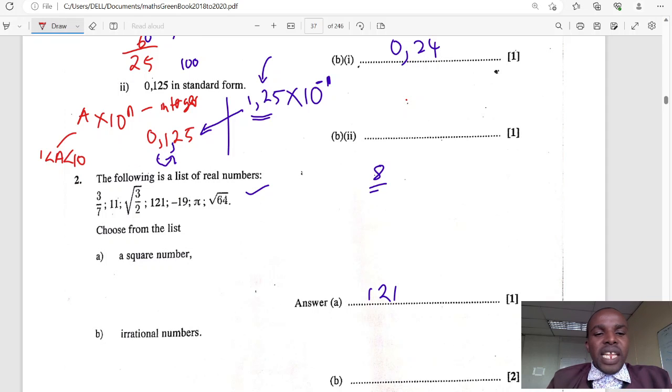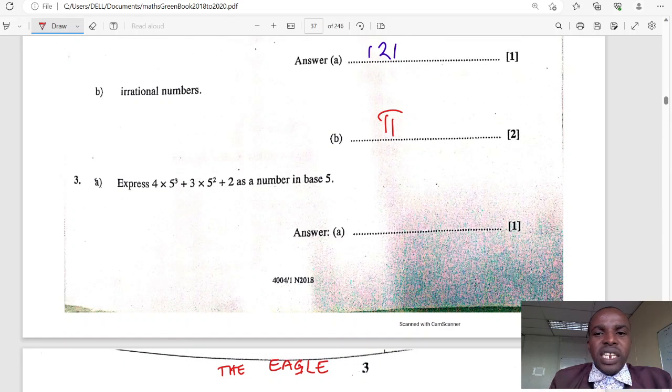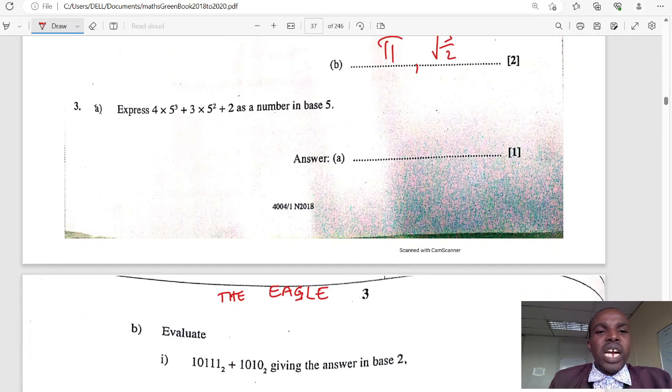A decimal. The next: an irrational number is a number that cannot be expressed in the form a over b. In this case, we have pi, and we have root 3 over 2. Pi is always irrational. Then next, they said numbers, so you can say root 3 over 2. There are 2.